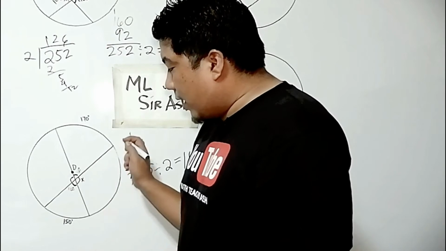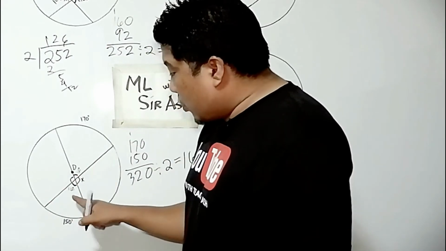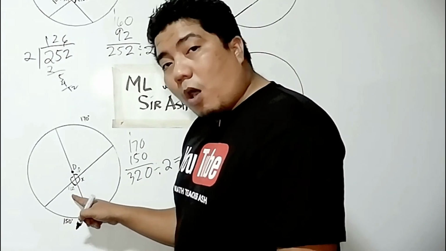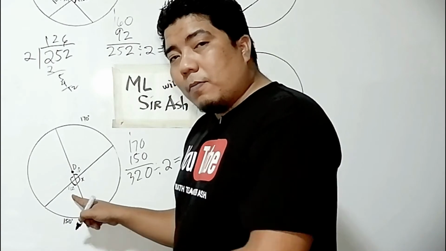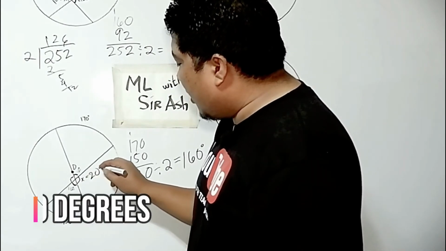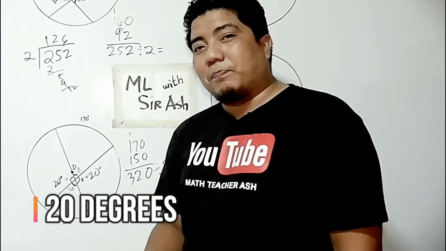Okay? Since this is a straight angle, it means that that is 180 degrees, right? So if this is 160 degrees, then it needs how much in order to become 180? Okay, very good. That is 20 degrees. So this will also be 20 degrees.